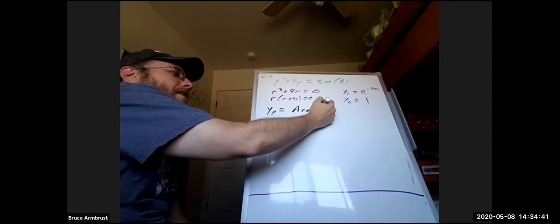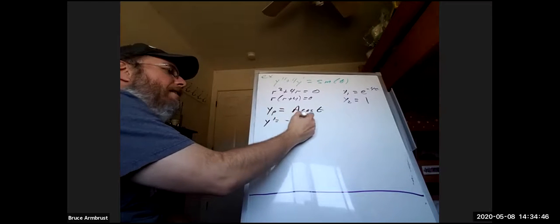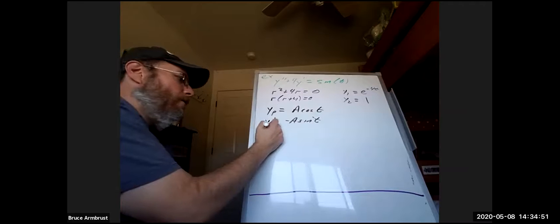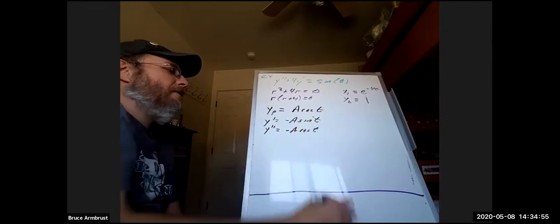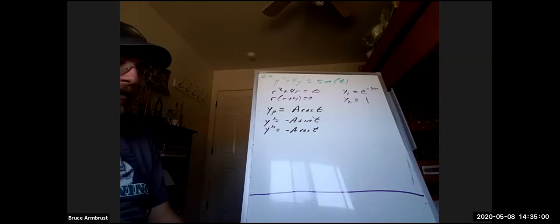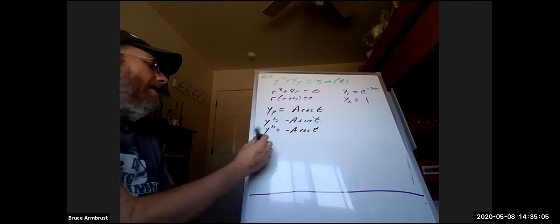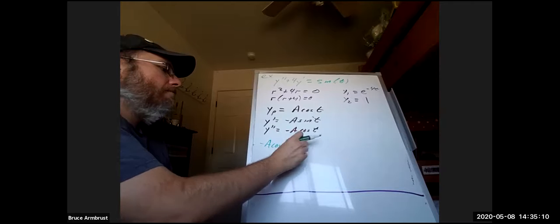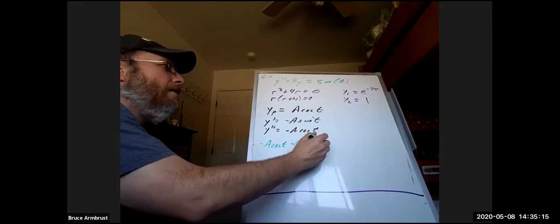Okay, so if y is a cosine of t, then y prime is minus a sine of t. Cool, we got some sines. Y double prime is going to be minus a cosine of t. So let's see what happens when we put that in. We get minus a times the cosine of t minus 4a sine of t.